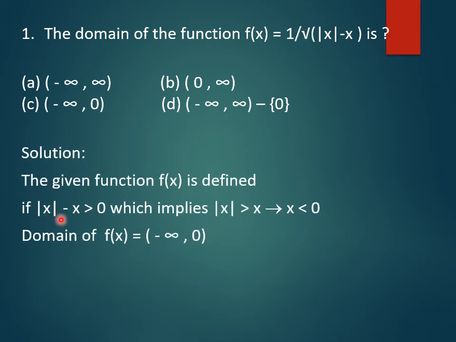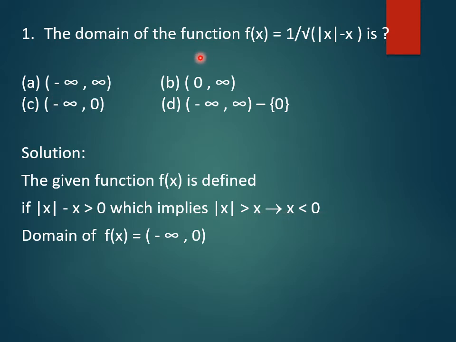So modulus of x minus x is greater than 0, which implies modulus of x is strictly greater than x. So modulus of x strictly greater than x indicates x is less than 0. For example, modulus of minus 3 will be plus 3, so plus 3 is greater than minus 3. Every modulus number is greater than the actual value. Therefore, this x should be less than 0. So this is possible only when x is negative here, that is less than 0.